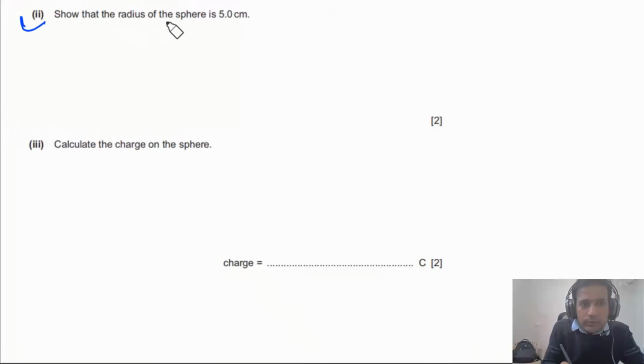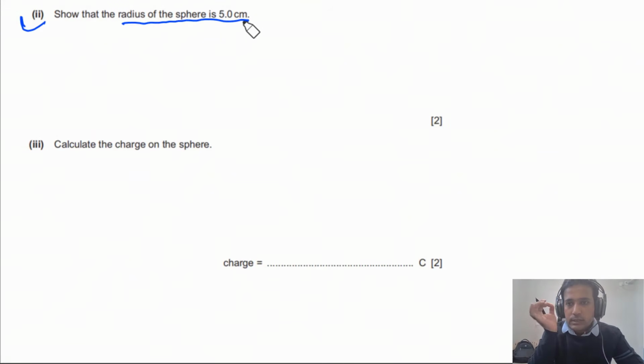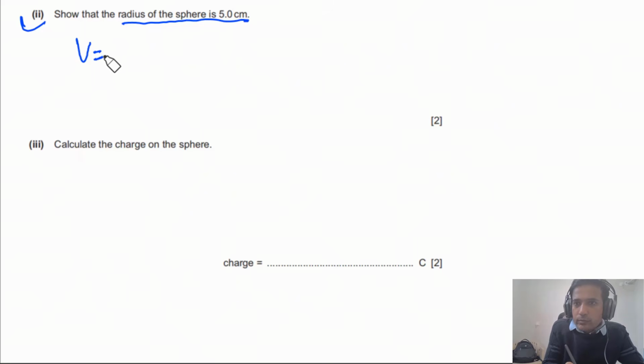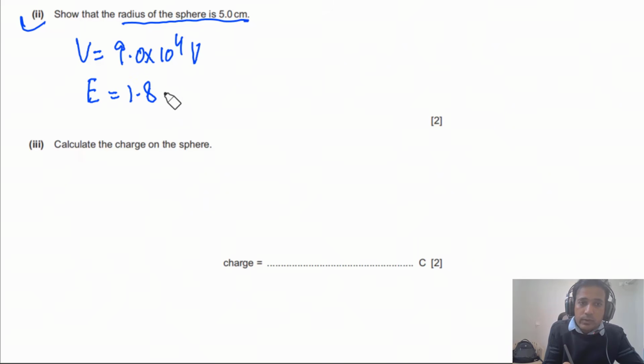For the second part, we need to show that the radius of the sphere is 5.0 centimeters. But in the last part, it was given to us that the value of the potential is equal to 9.0 times 10 to 4 volts, and the value of E we have also found in the last part, that was equal to 1.8 times 10 to 6 newtons per coulomb.